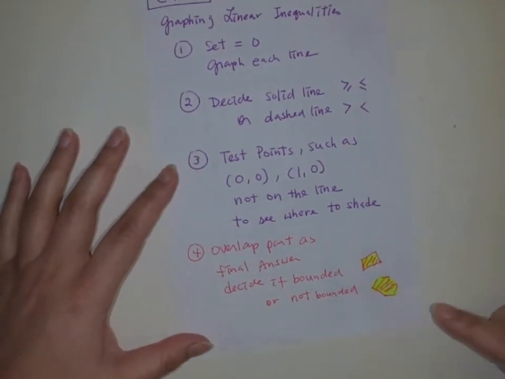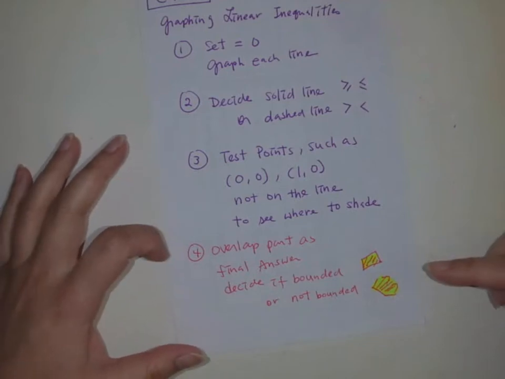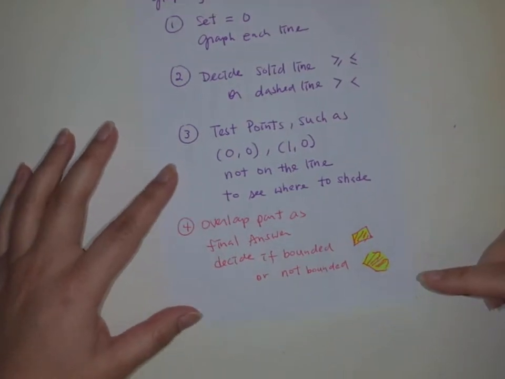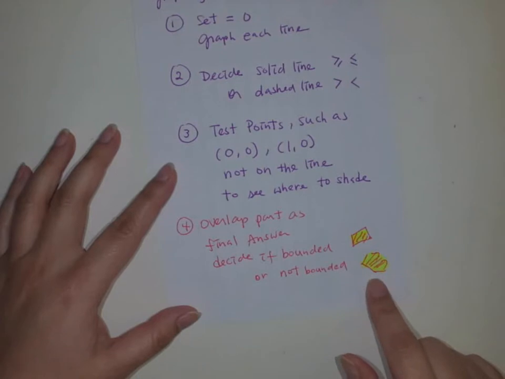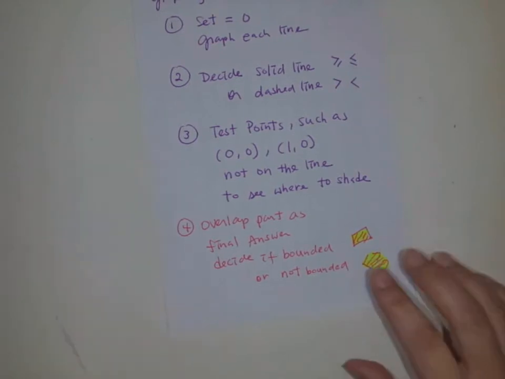So the shaded part, or the overlap of the shaded parts, is going to be part of your answer. If the shaded region has an enclosed area like that, we call that bounded. If it's not closed like that, it's going forever on one side, it's going to be not bounded.